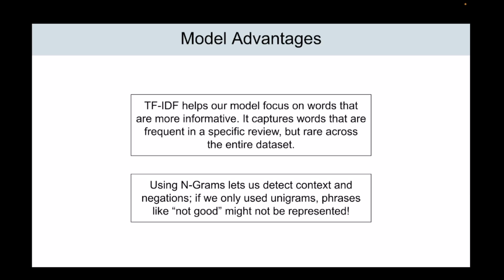We also included an approach where we used n-grams, and this further improves our model because phrases like "not good" would be captured better. In a unigram model, "not" and "good" would be separate, and so a review that contains "not good" might be assigned positive sentiment because it sees "good".